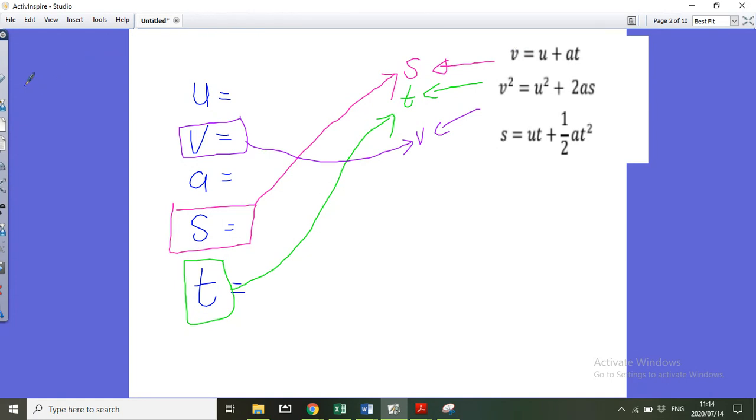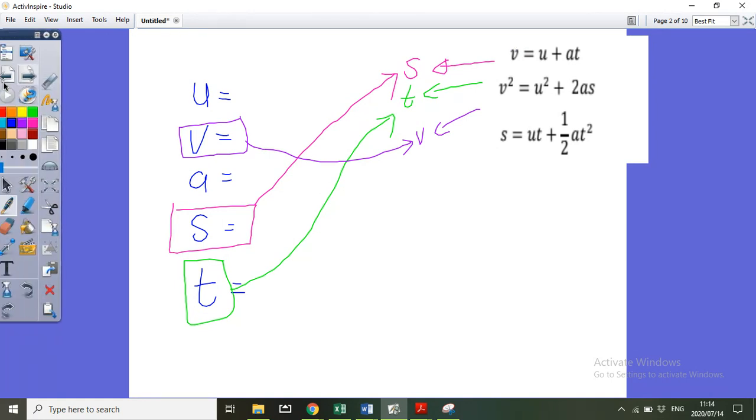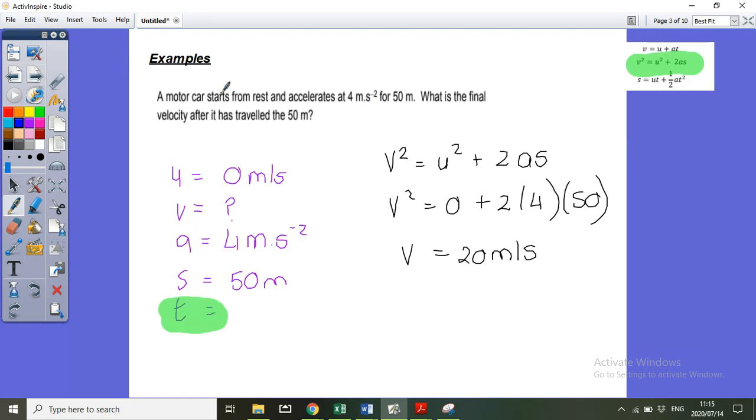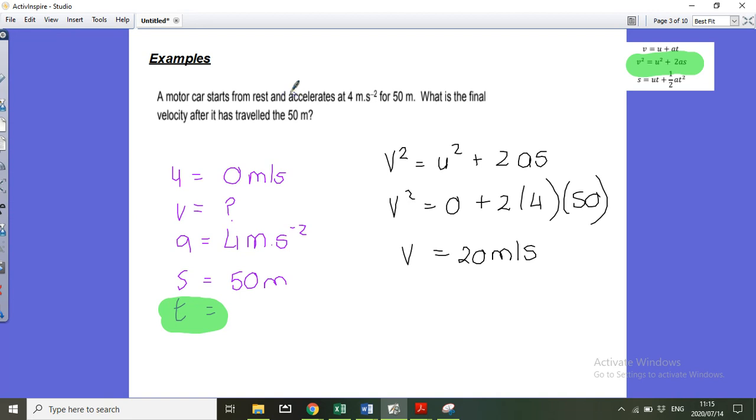So for example, I'm not going to do the example, I've already done it, so you can just quickly look at how this works. If they give you a question about a car starting from rest, you can see that U is 0, the acceleration was given, the distance was given, and they're asking you for the velocity. So these four variables will be needed, but T not. So that leads us to the fact that we're going to use the equation without T in it.